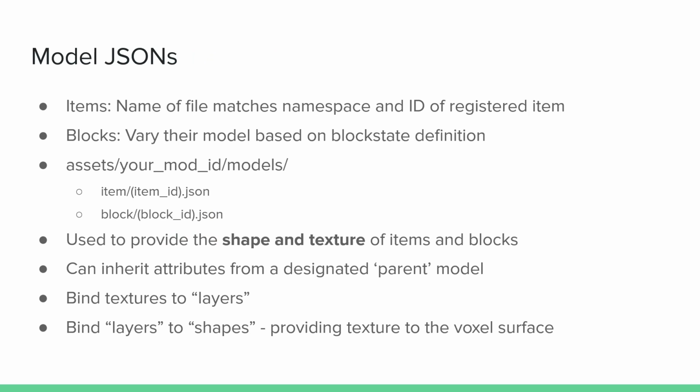So model JSONs. For items, the name of the file matches the ID of the registered item. So you would actually create a file at models/items/youritemid.json. And for blocks, this actually varies. You make a block state definition, which describes all the different states the block can be in. And each state can have a different model. So you actually get to write the name of the model associated with the block.